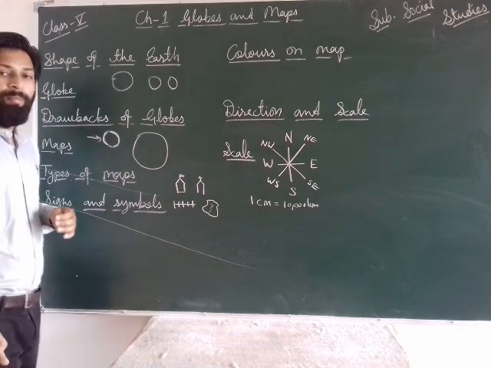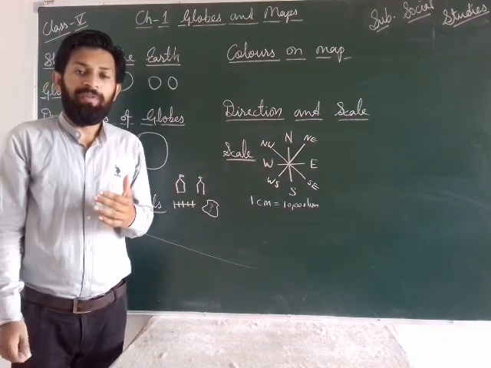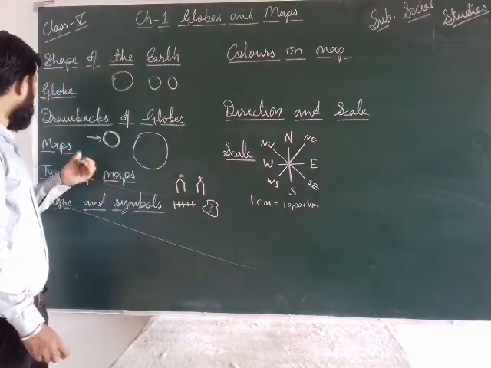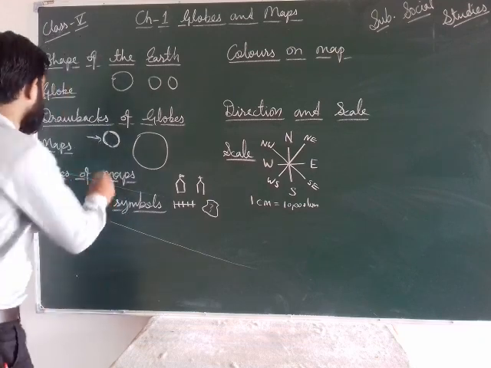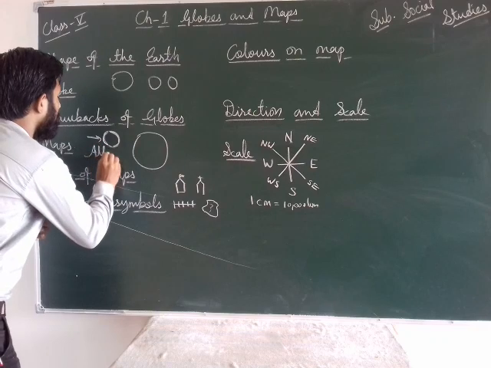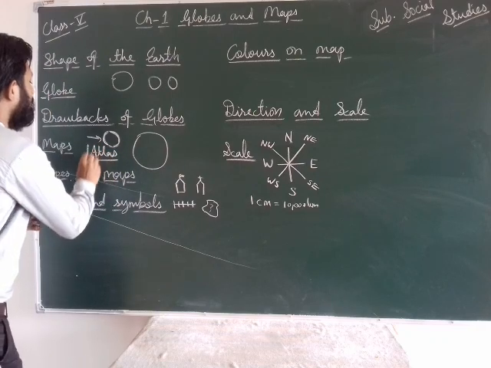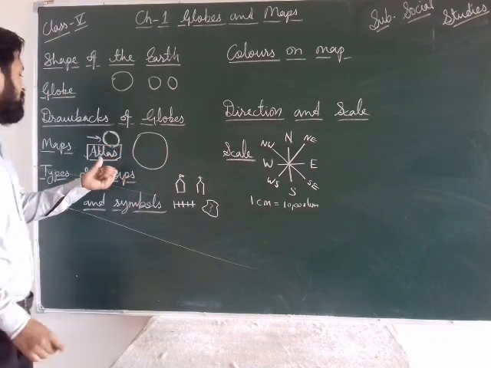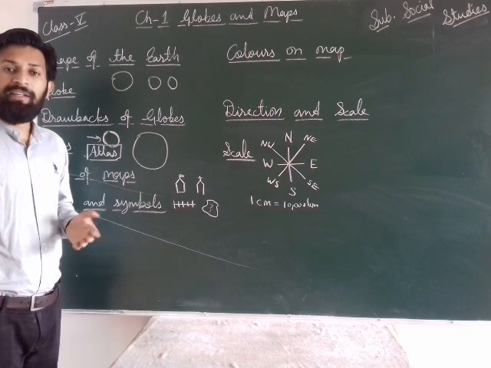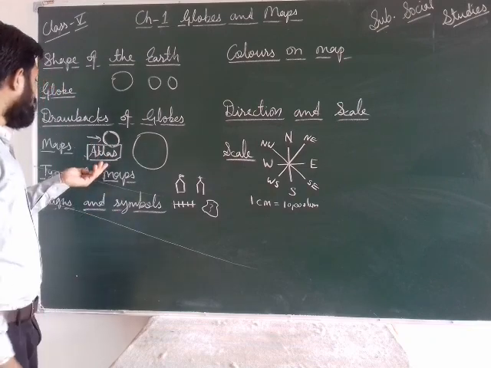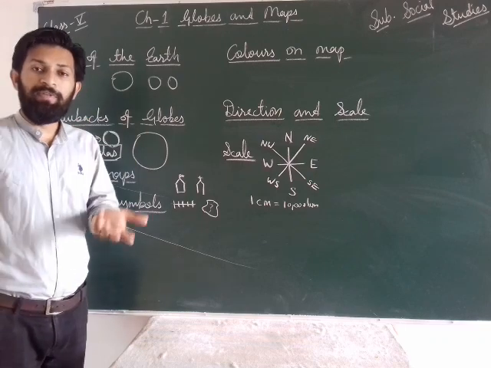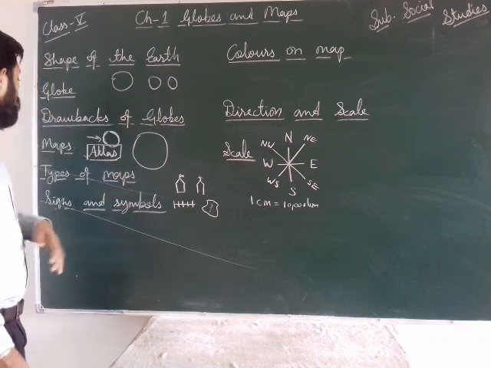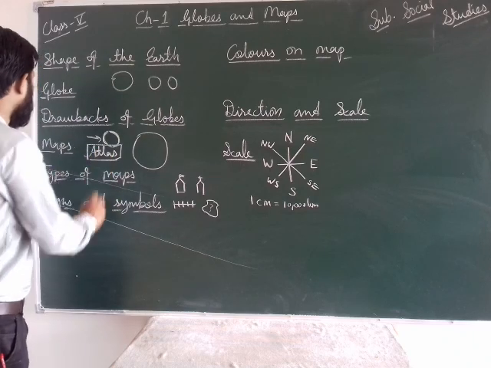After that, maps. Maps are a flat surface on which a place or area is presented, and that's also known as a map. And a complete book of maps is also there, that is known as an atlas. An atlas is a book of maps. Many maps are represented there, like railway lines, road lines or air lines, waterways, we can say rivers. Many types of maps are there, so it is known as an atlas, a book of maps.